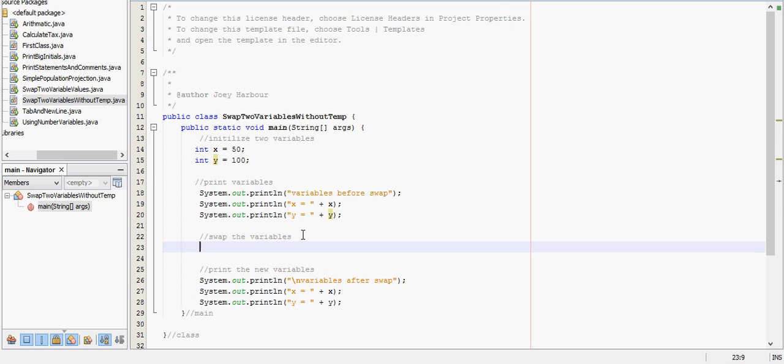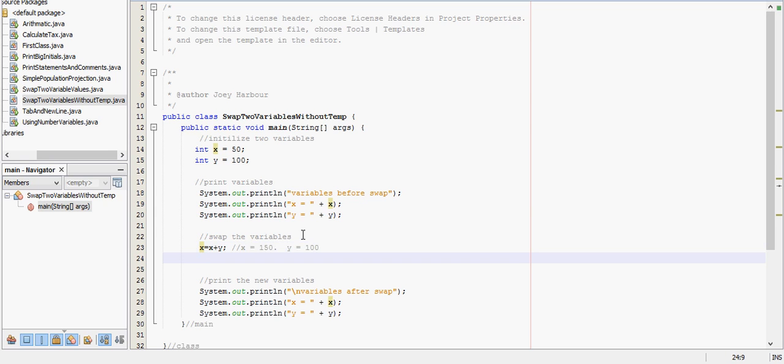Okay, so the way to do this is actually pretty neat. First say, you don't use the word int, x equals x plus y. And we'll put a comment. So at this point, x equals 150, y equals 100. Then we'll say y equals x minus y. So our y equals 100 minus 150. 100 minus 150 is negative 50, so y equals negative 50.